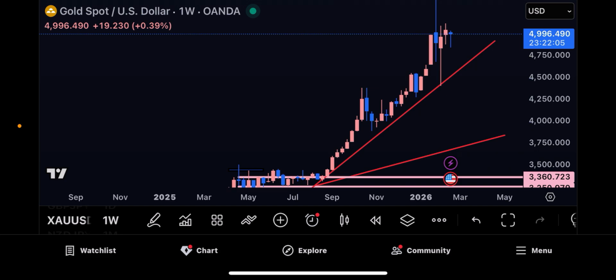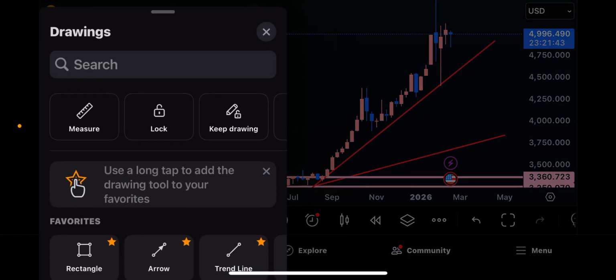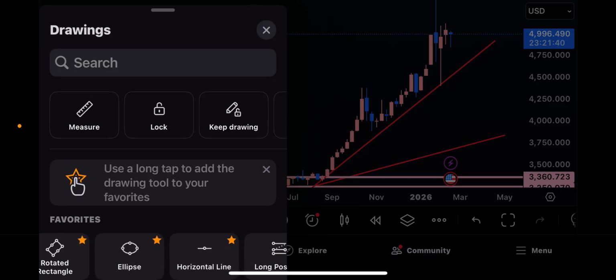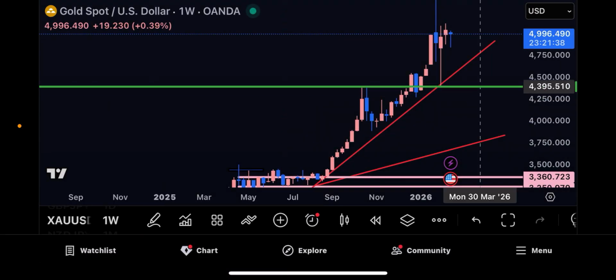Now, we do see this big rejection on the weekly time frame about 3 weeks ago when gold dipped to about 4,300 per ounce, and then it shot back up to 49.96. So what I would be looking for is for gold to either come to this green line right here and fill in this gap where we see this wick at.